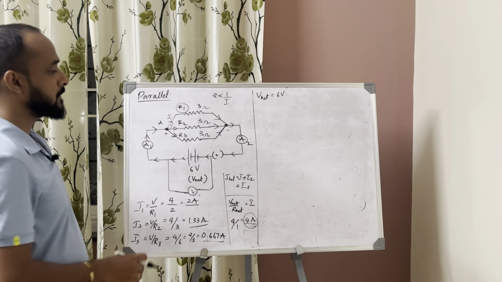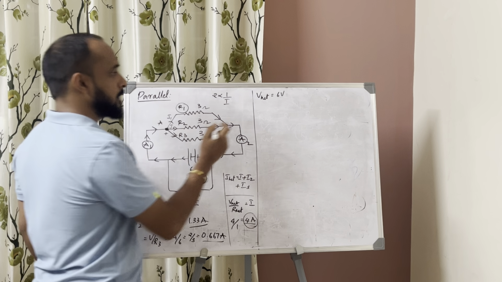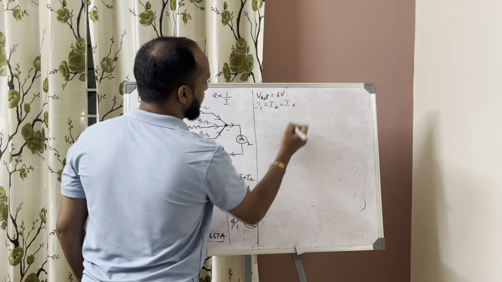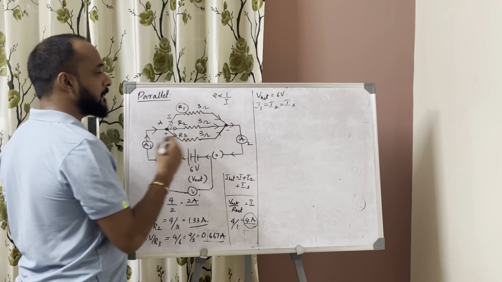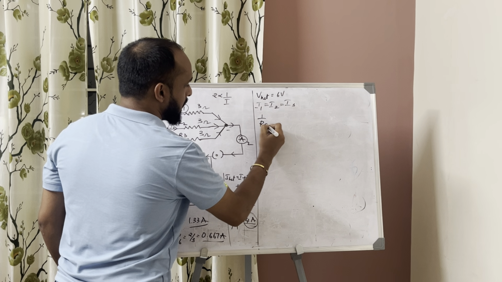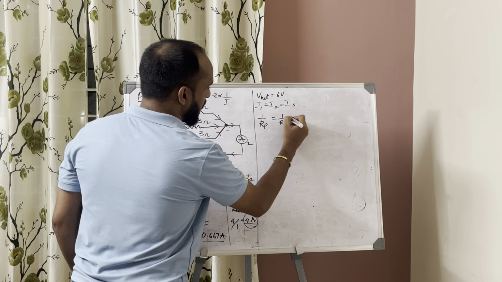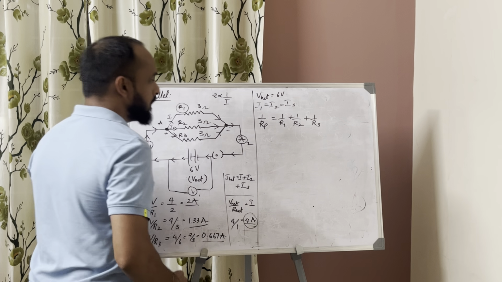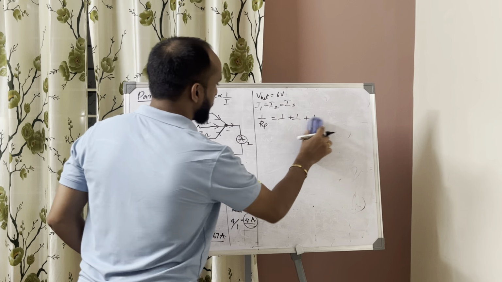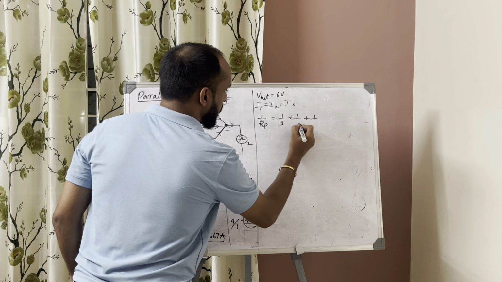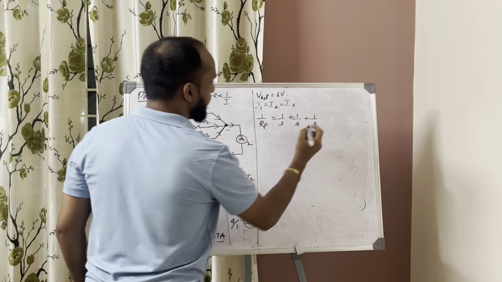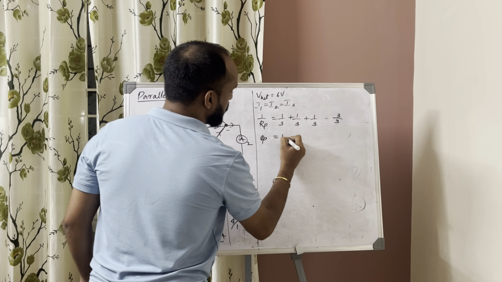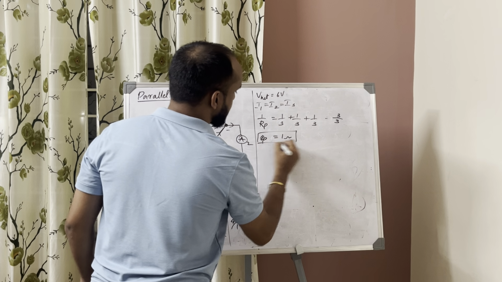So what will happen? The current will split equally. It will be I1 equal to I2 equal to I3. We'll see that. So how will you find the net resistance? 1 by Rp is equal to 1 by R1 plus 1 by R2 plus 1 by R3. What do we have as R1, R2 and R3 here? R1 is 3, R2 is also 3, R3 also is 3. So it's going to be 3 by 3. So Rp is equal to 1 ohm. Your net resistance is 1 ohm.